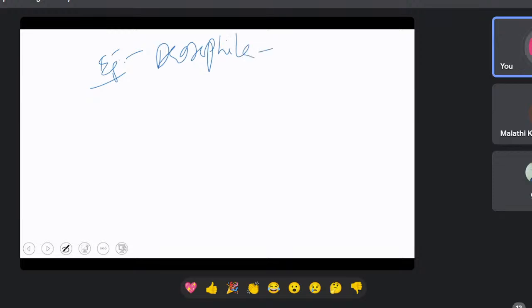In Drosophila, there is a characteristic called as bar eye. So the bar eye characteristic of Drosophila is an example for duplication.